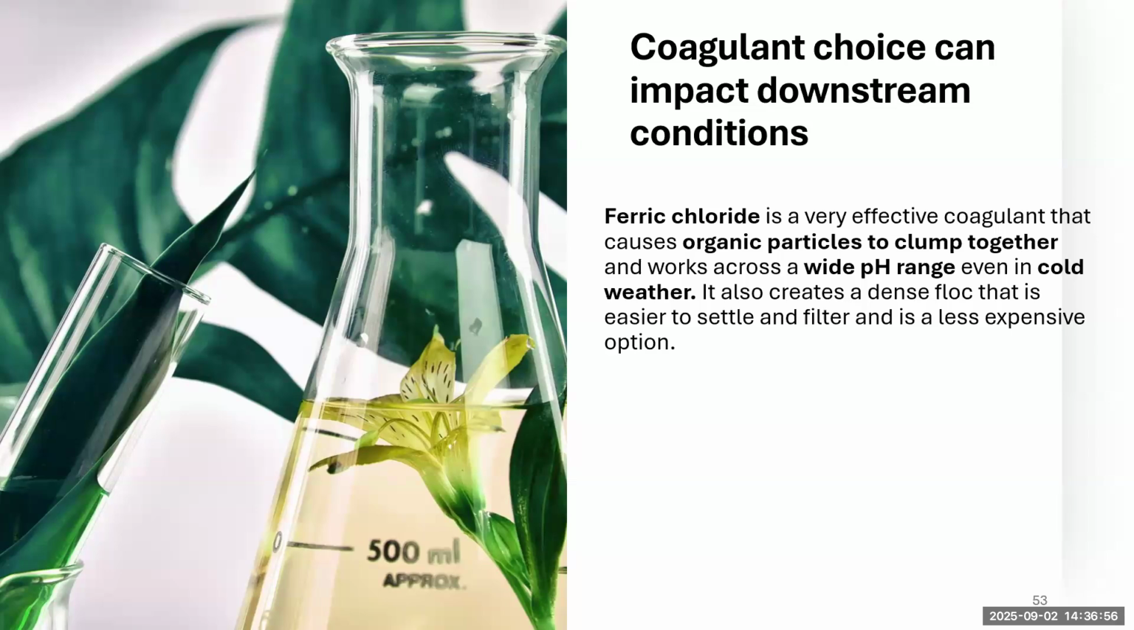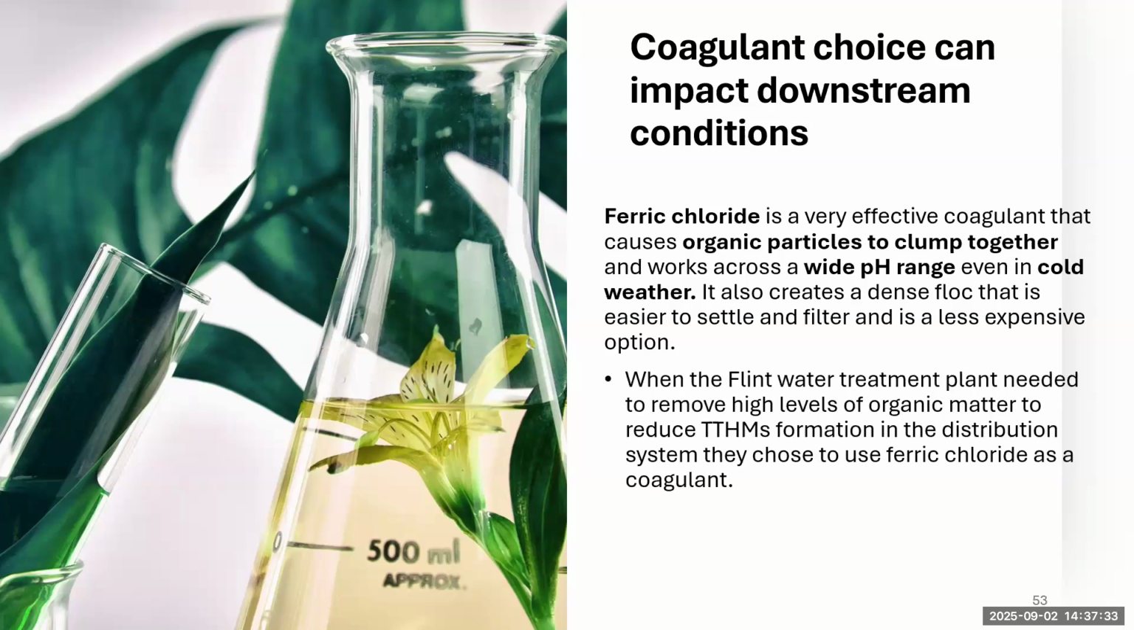Here's an example of ferric chloride. There's a lot of good things we can read about ferric chloride. It's very effective at causing organic particles to clump together so they can be removed. It functions across a wide range of pH levels. It works in cold weather. It seems like it would be an ideal coagulant to use somewhere like Michigan, where it's a lot colder than other places. However, there was a case in Flint, Michigan, where they used ferric chloride and it resulted in some problems.